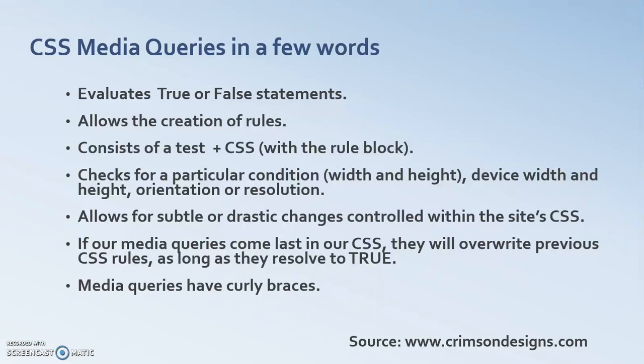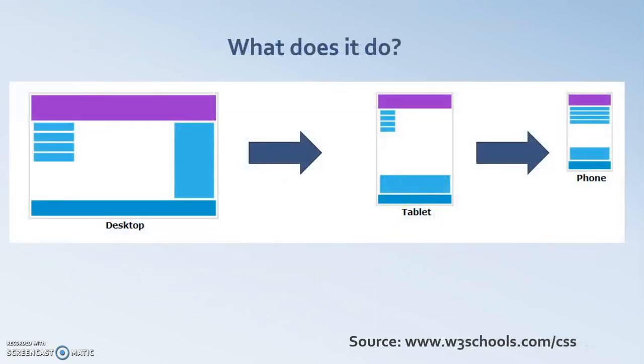We also have to know that if our media query comes last in our CSS, it will overwrite previous CSS rules, as long as the result is true. What this does is give us sets of conditions so that the website we're working on can be displayed perfectly on a desktop screen, a tablet screen, or a regular phone screen.